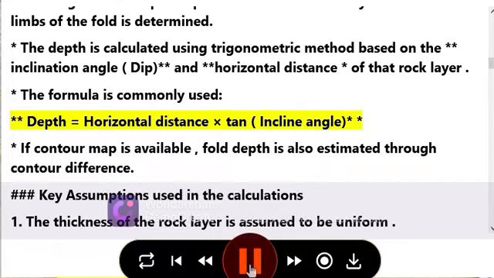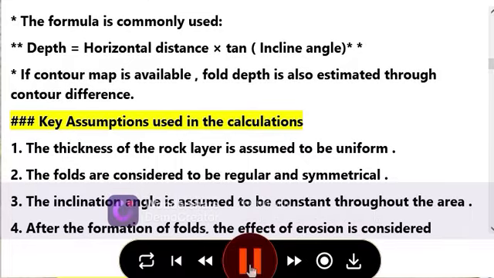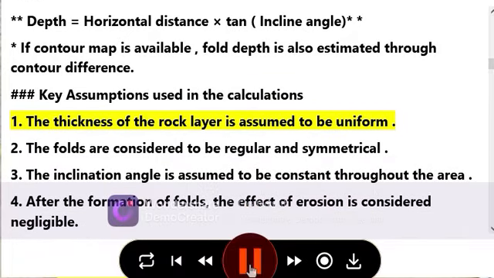The formula commonly used is: depth = horizontal distance × tan(inclination angle). If a contour map is available, fold depth is also estimated through contour difference. Key assumptions used in the calculations.